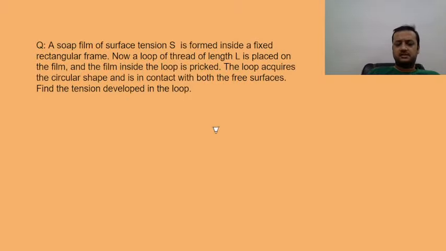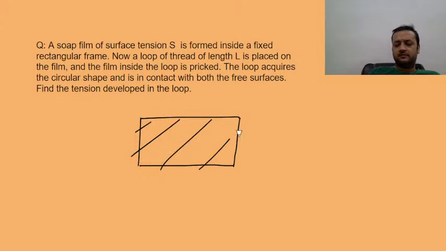This is a question of surface tension. I would ask you to try this on your own. I will just quickly explain what is happening over here. So this is a rectangular loop. And right now this was a soap film. So here we have a soap film which is formed inside this loop. So right now this is a thread which is of length L. So the total length of the thread is L, and it is in the shape of a loop.